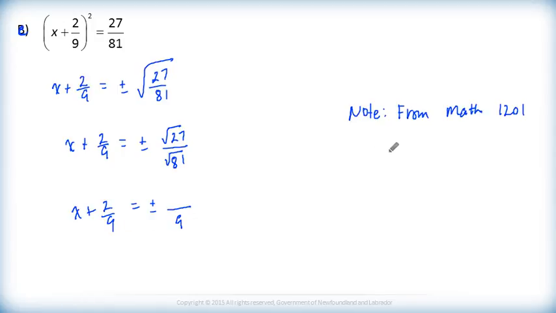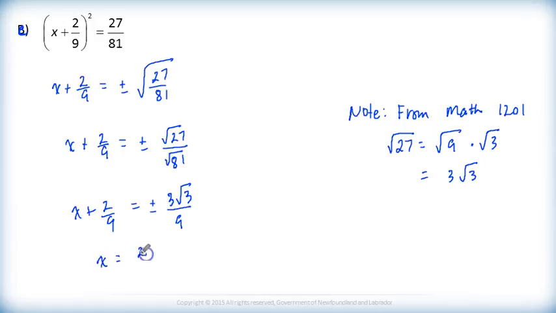Well, from Math 1201, you would hopefully recall that the square root of 27 can be thought of as the square root of 9, which is a perfect square root, and the square root of 3. So the square root of 9 is 3, so we have 3 times the square root of 3. So we really have plus or minus 3 times the square root of 3 over 9.